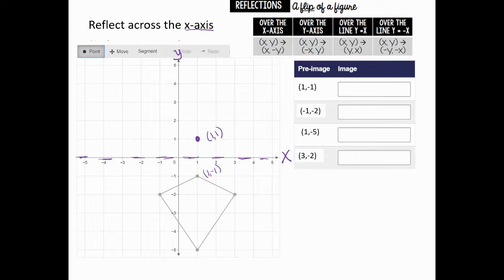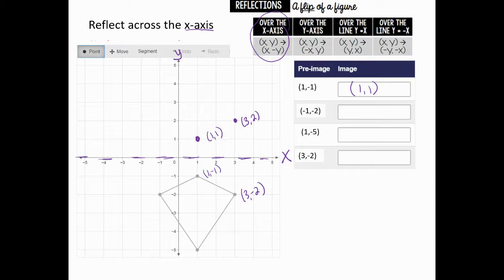And if you look at the rule, it does say over the x-axis means we're just going to take our y coordinates and we're going to do the opposite. So it was at -1. Now it's going to go up to +1. So then you can do that, 1, 1. All right, this one is at 3, -2. So we know it's just going to take it and flip it over. So it's going to be at 3, +2.